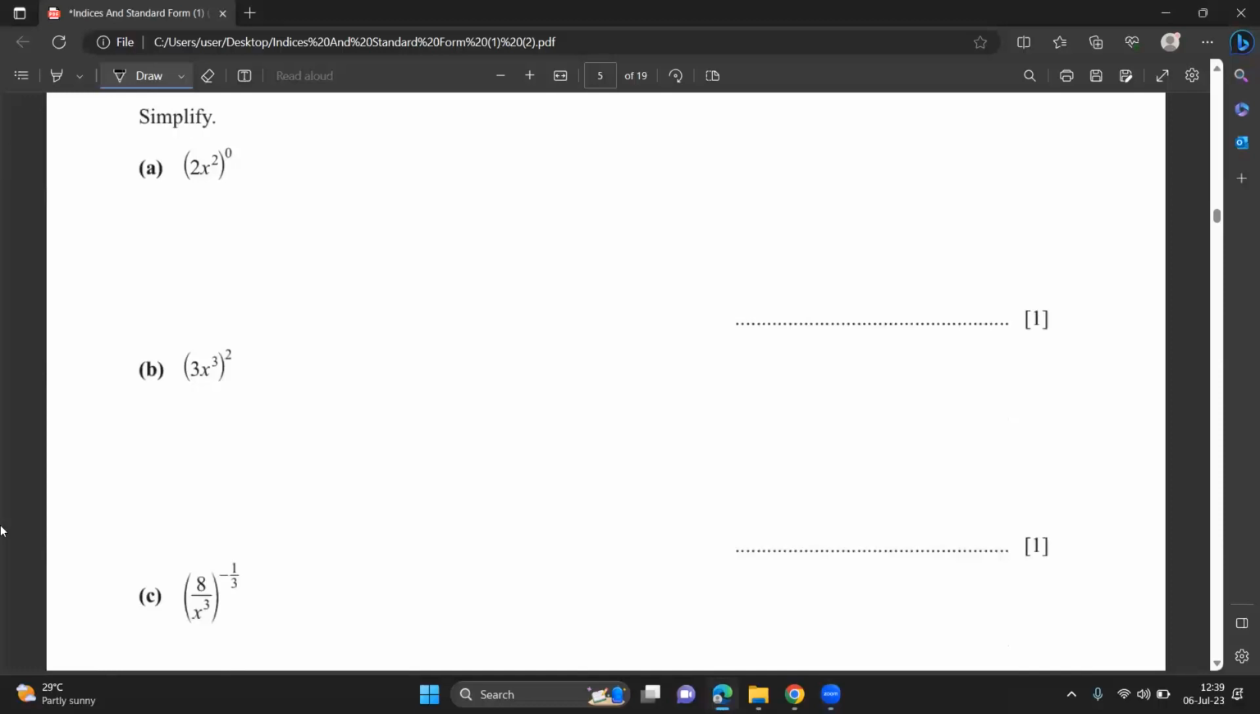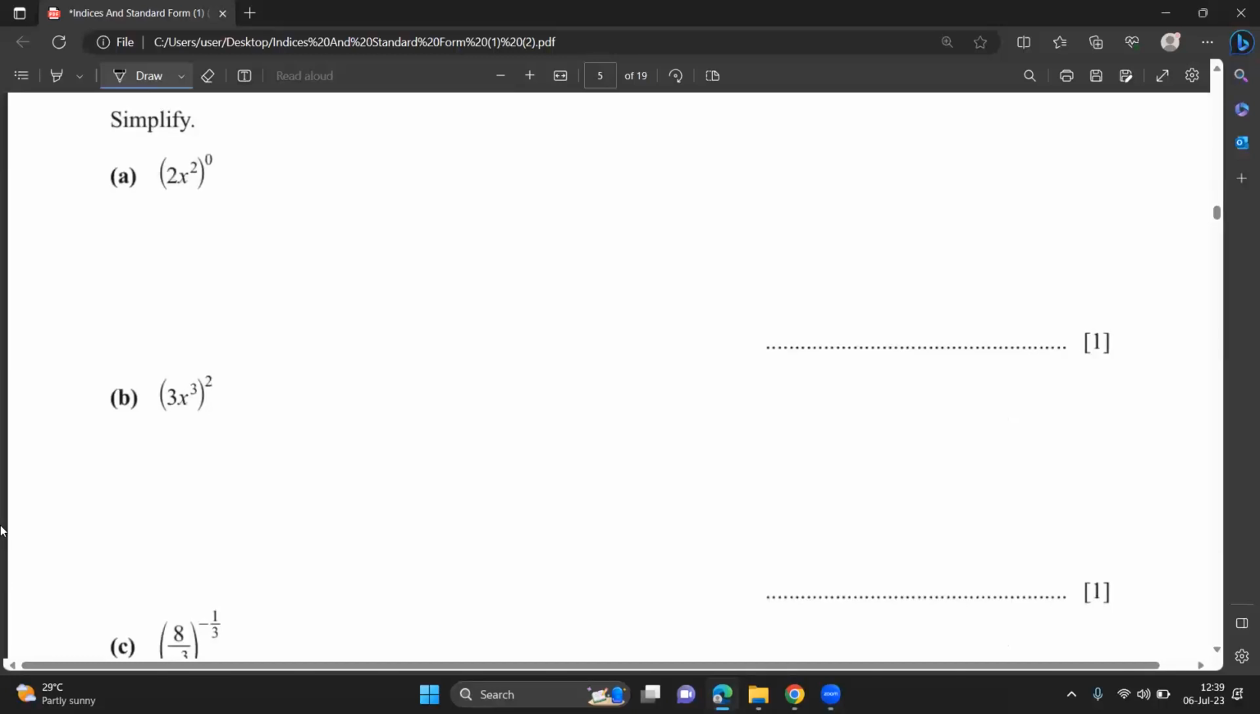Done? Yes. Okay, what's the first one's answer? 1. Anything to the power 0 is 1. B part, 3x cubed to the power 2. What did you get? 9x to the power 6. How many of you got 9x to the power 6?